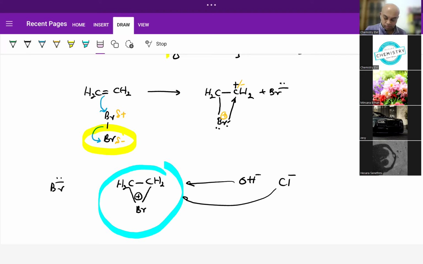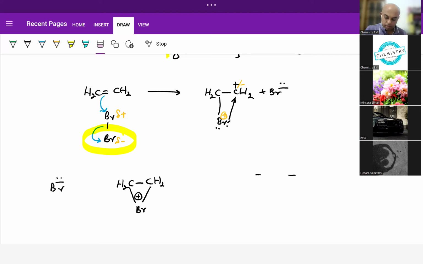So this will be attacking here, and this will be cleaved towards this bromine atom. Then we have Br added to this carbon atom, and this will be added to this bromine atom.